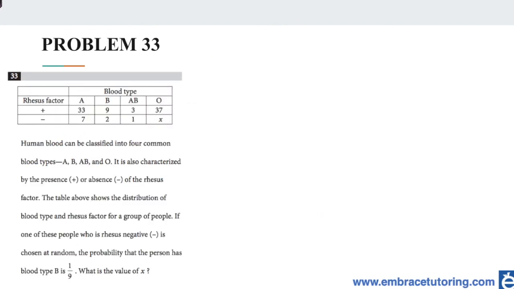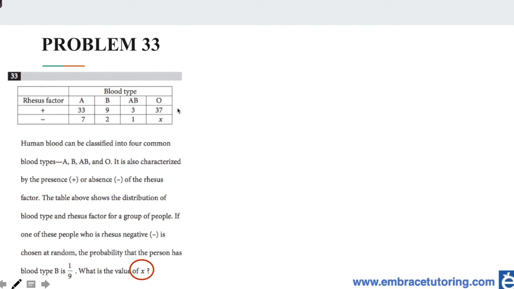Problem 33 states, human blood can be classified into 4 common blood types, A, B, AB, and O. It's also categorized by the presence or absence of the rhesus factor. The table above shows the distribution of blood type and rhesus factor for a group of people. If one of these people who is rhesus negative is chosen at random, the probability that the person has blood type B is 1/9. It wants to know what is the value of x.